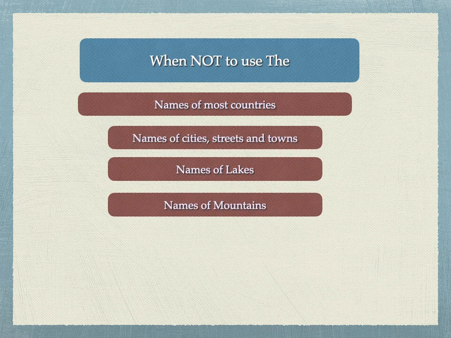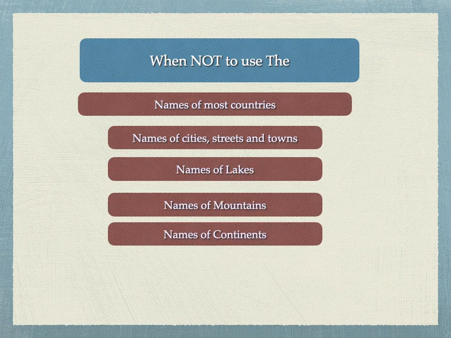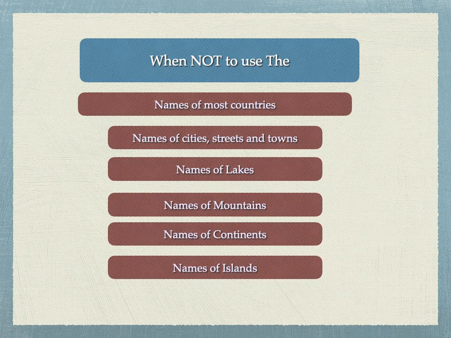Names of mountains. Mount Everest, Mount Fuji. You will never say the Mount Everest. Mount Everest is enough because everyone knows that it is Mount Everest. Now, again, then comes names of continents: Asia, Africa, Europe. You will never use the before these. Then comes names of islands: Easter Island. Okay, so any kind of island, you will never use the before it.